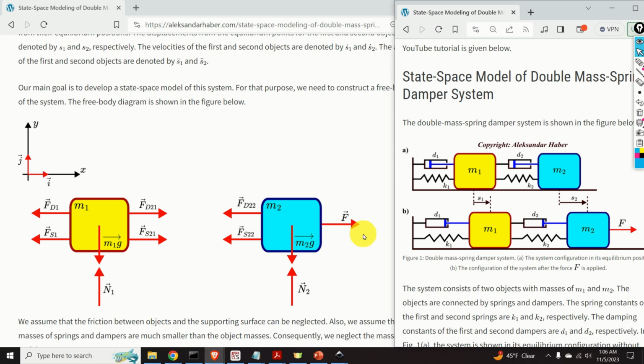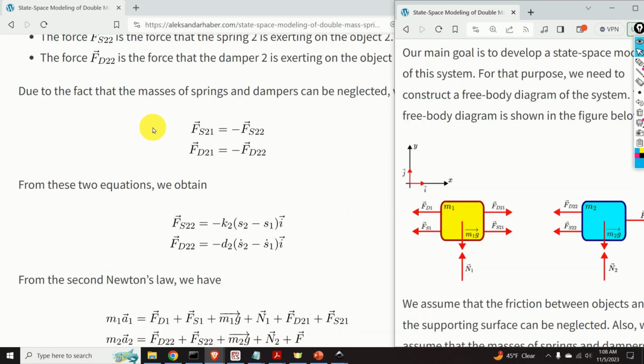In this video tutorial, we neglect the masses of springs and dampers, and consequently we can establish these two equations. Let's analyze the first equation. This equation involves Fs21 and Fs22 forces. The equation is telling us that these two forces have equal magnitudes and opposite directions. Similarly, the second equation involves Fd21 and Fd22. This equation is telling us that these two forces have equal intensities and opposite directions.